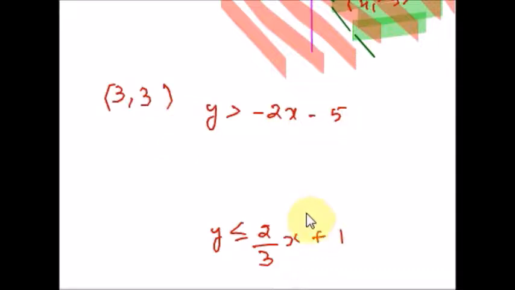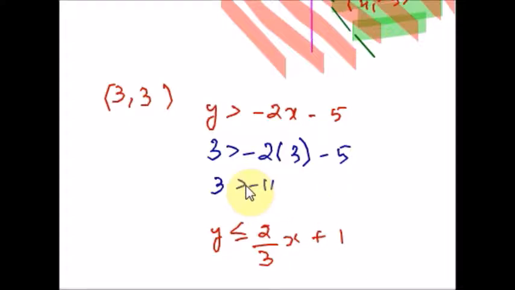Now let me replace x by 3 and y by 3 in the first inequality. On the right side, I'll get -6 - 5, which is -11. Which is true. 3 is obviously greater than -11, right? Now let us check with the second one. Replace y by 3 and x by 3. 3 gets cancelled out and 2 plus 1 is 3. 3 is less than or equal to 3. Yes, they are equal. It holds true.